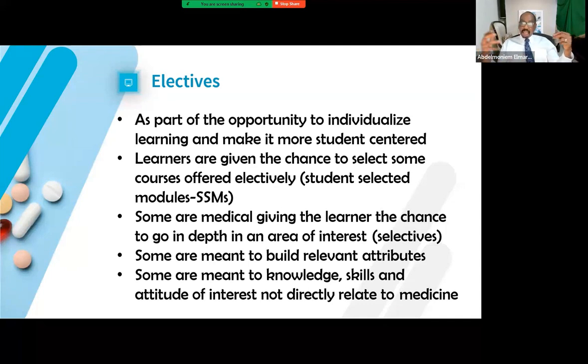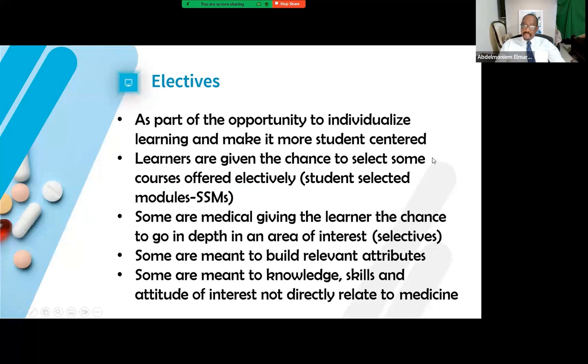But some are meant for the acquisition of knowledge, skills and attitudes of interest, not directly related to medicine. Now, educators, institutions, agencies and bodies identify some common graduate attributes that the students need to learn. How are they going to learn them? Through integration and through electives. They are supposed to be integrated into our curricula, but they are also supposed to be given in the form of electives.